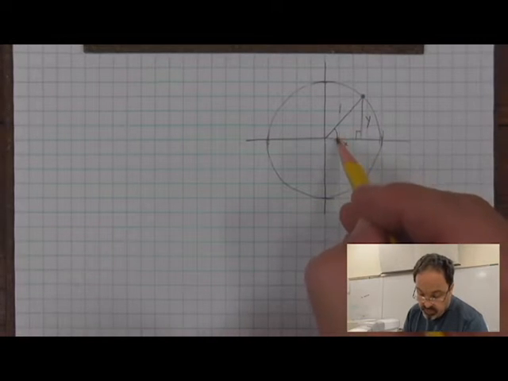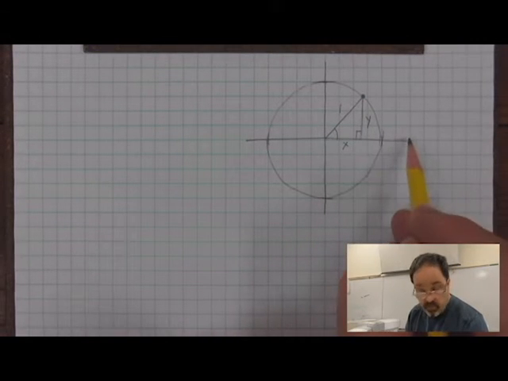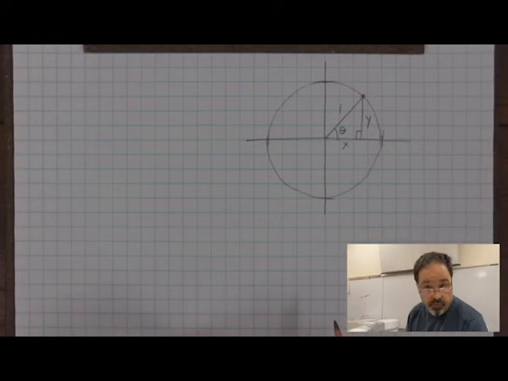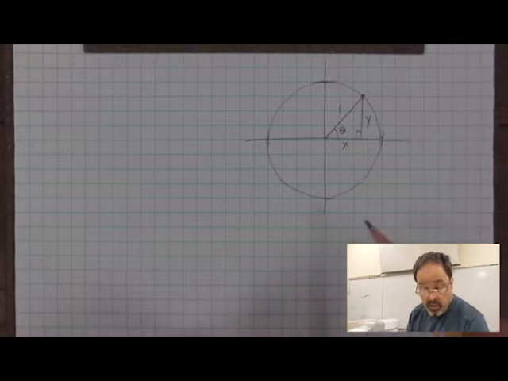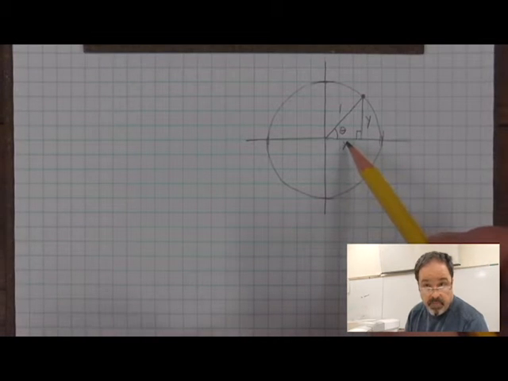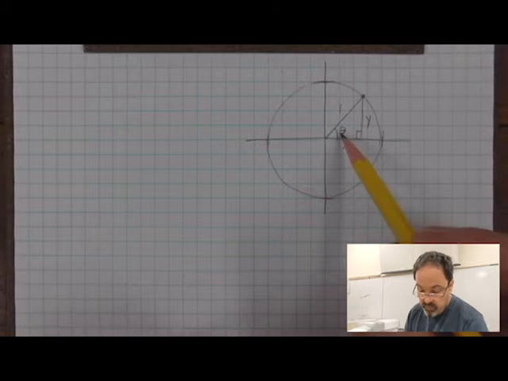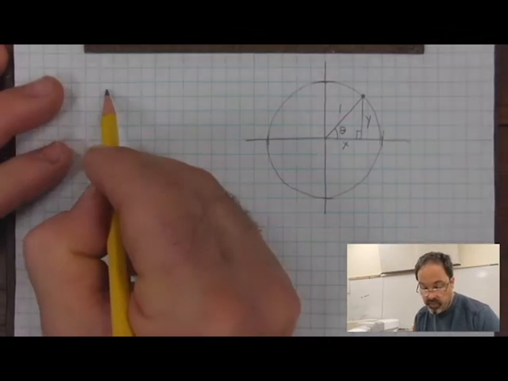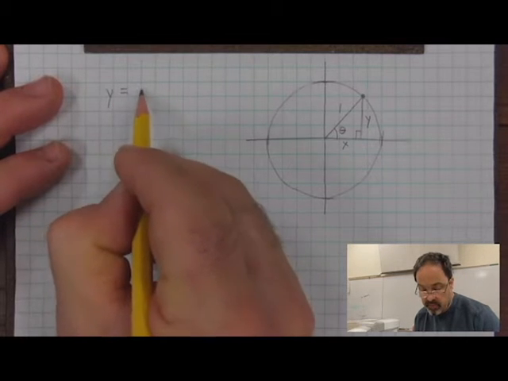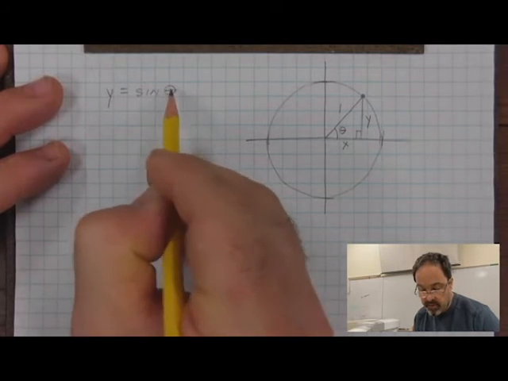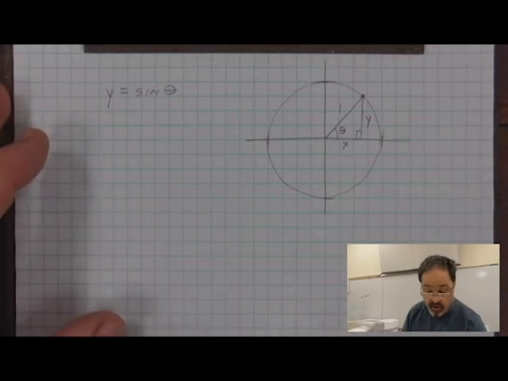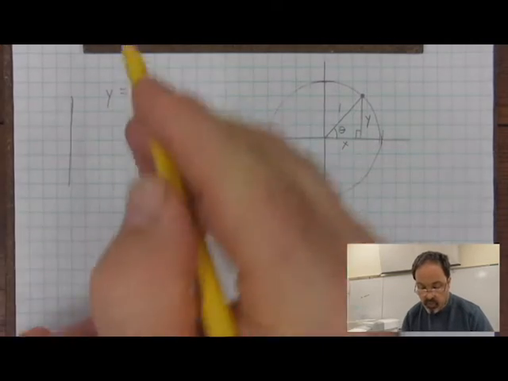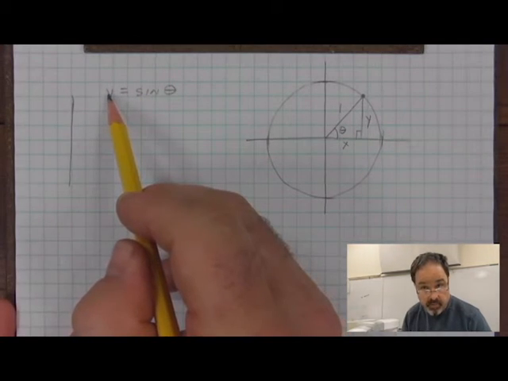The angle of rotation from the positive horizontal axis we can call theta. And we can see that our trig ratios sine and cosine are related in this triangle. The sine of theta is equal to y over 1. We can ignore division by 1, so we can write the simple equation that y is equal to the sine of theta.